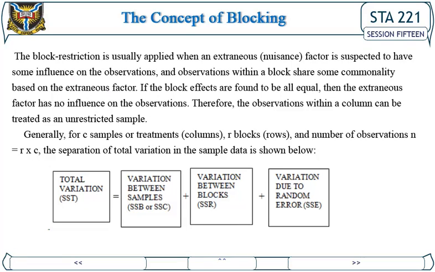The block restriction is usually applied when an extraneous nuisance factor is suspected to have some influence on the observations, and observations within a block share some commonality based on the extraneous factor. If the block effects are found to be all equal, then the extraneous factor has no influence on the observations. Therefore, the observations within a column can be treated as an unrestricted sample.